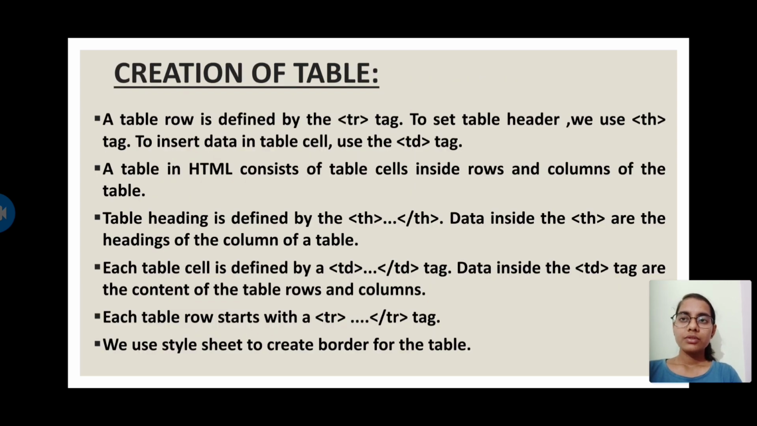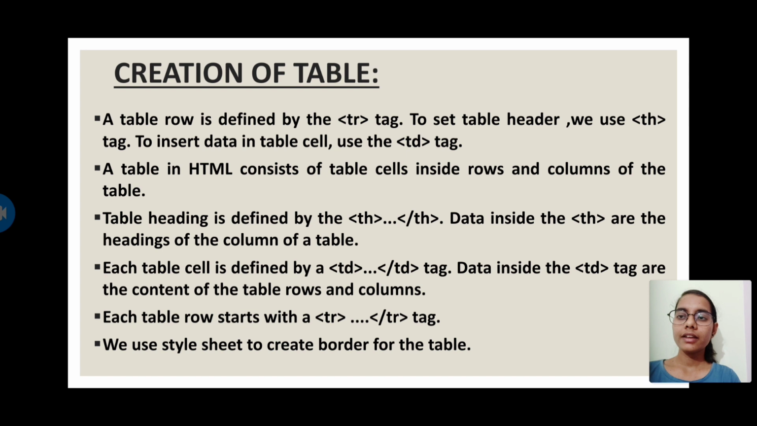Here are the steps to create a table in HTML. A table row is defined by the tr tag. To set a table header, we use the th tag. To insert data in the table cell, we use the td tag. A table in HTML consists of table cells inside rows and columns of the table.